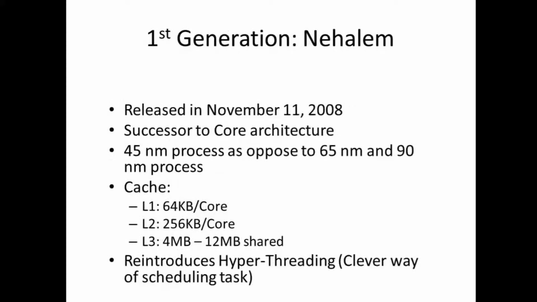The first generation was named Nehalem. It was released on November 11, 2008 and was manufactured using the 45 nanometer process, as compared to the 65 nanometer and 90 nanometer process used previously. The cache sizes were: L1 is 64 kilobytes, L2 is 256 kilobytes per core, and L3 is in the range of 4 megabytes to 12 megabytes, and it is shared. It reintroduced the concept of hyperthreading, which is nothing else but a clever way of scheduling tasks.